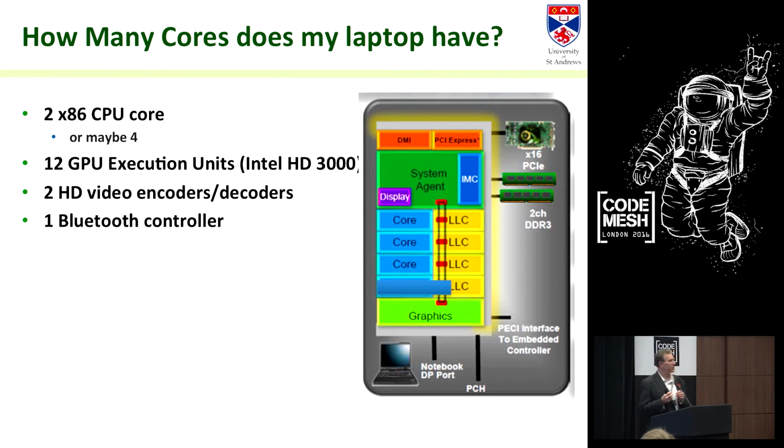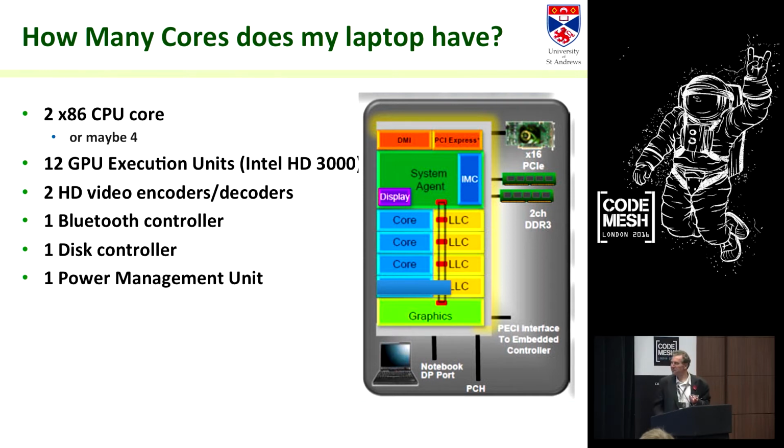I have a Bluetooth controller. So there's a little device which is sitting in there, just speaking to my phone or to my pointer thing and maintaining the connections. That's a core too. I've got a disk controller, just speaking to the disk. I've got a power management unit. And the power management unit's job is very simple. It's just sitting there in this laptop, waiting for me to press a key. It's trying to keep the device running efficiently.